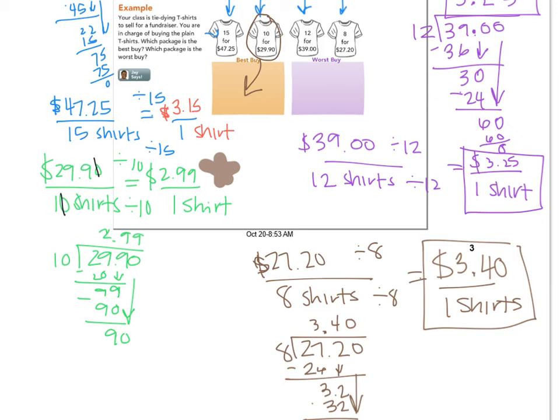So the most expensive one was our $3.40 for one shirt. So the 8 for $27. Even though it looks like you're getting more shirts for only $2 more, the 10 shirts for $29.90 is actually the better buy. It's the better deal. So you would want to do that for your fundraiser so you can get more shirts, sell more shirts, and raise more money.